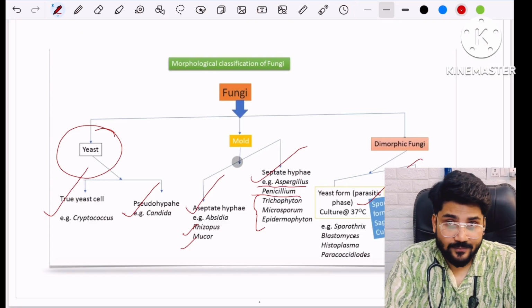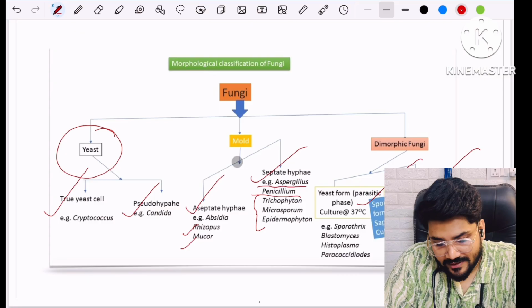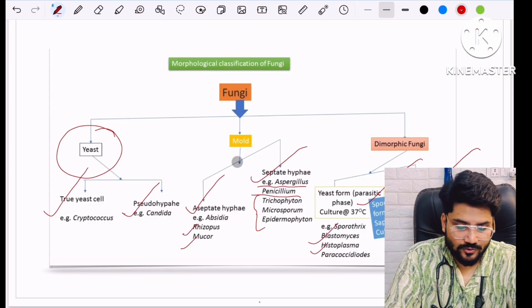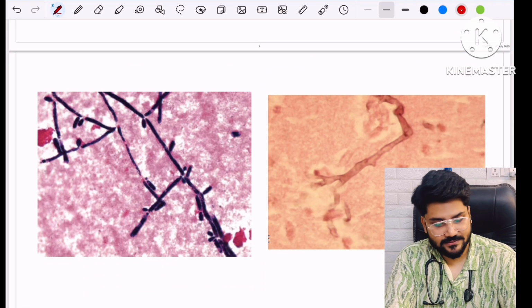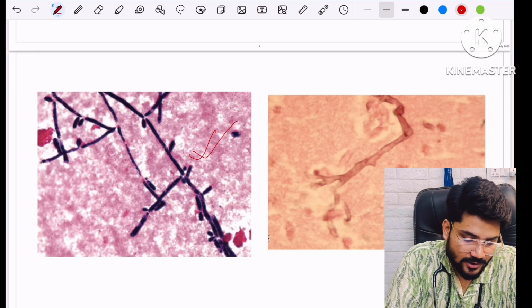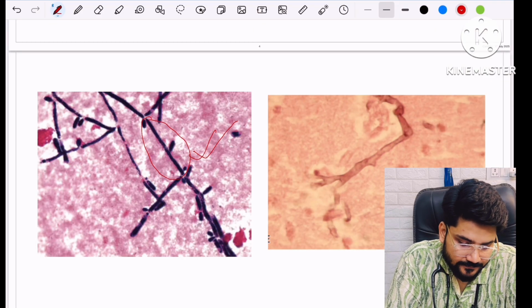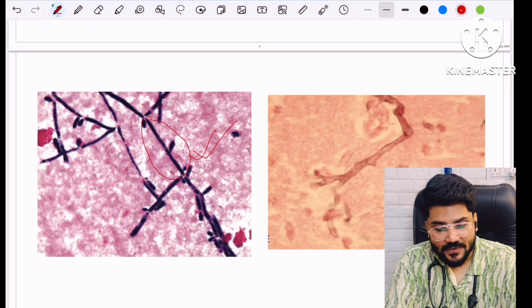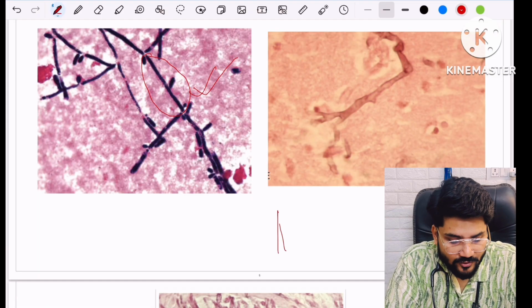Then dimorphic fungi: at 37 degrees centigrade, they function as a yeast, and at 25 degrees centigrade, they function as a mold. The important examples are Histoplasma, Blastomyces, Paracoccidioides. Then look at the picture. This is the picture of true hyphae. The most important thing is when you look at pseudohyphae, they don't have proper big hyphae. What they have is constriction.